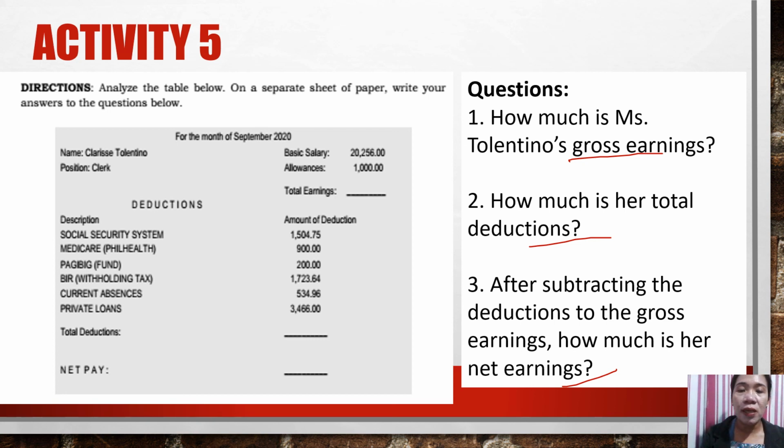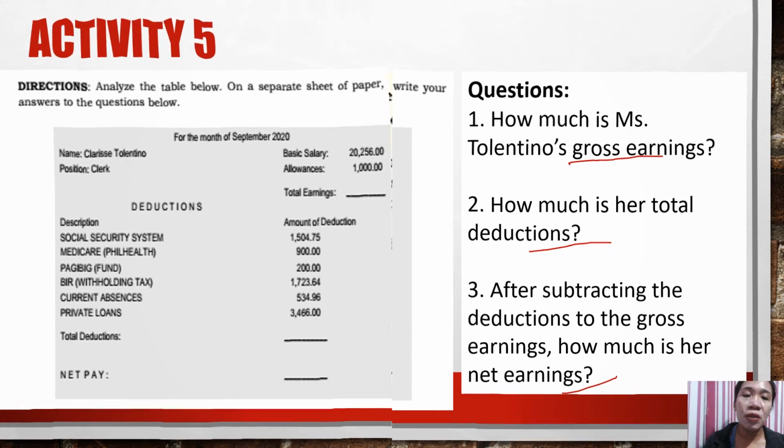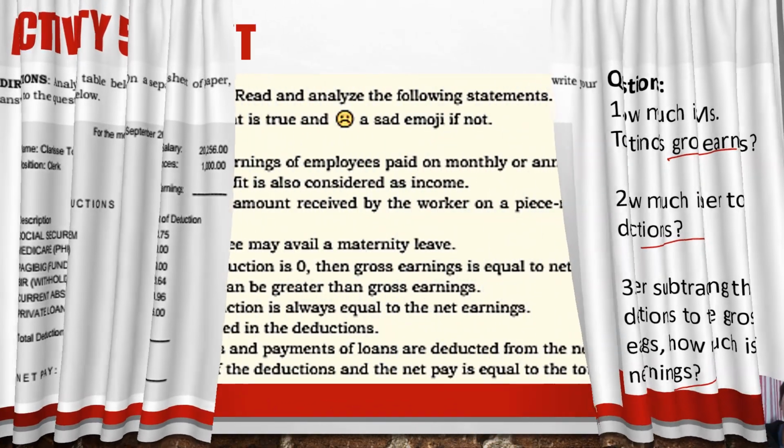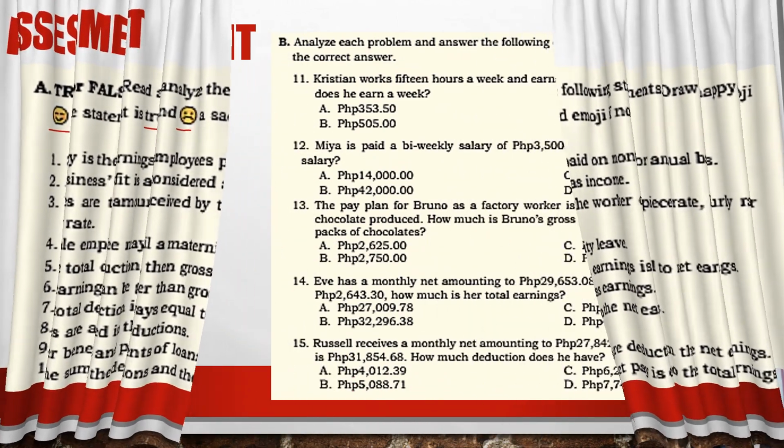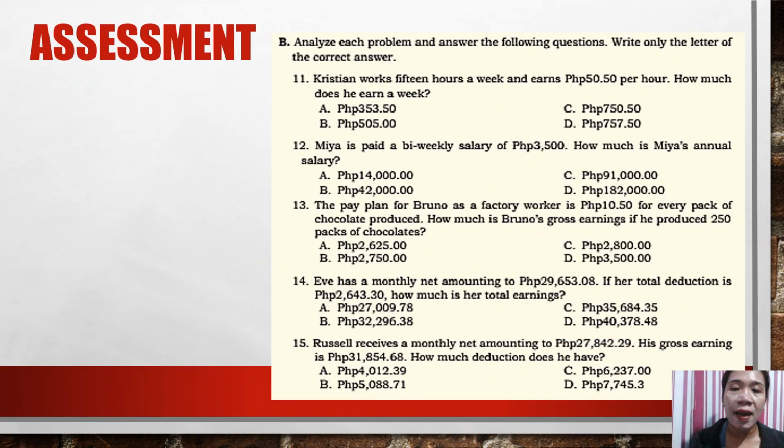Then, let's move on to assessment. In the assessment, you are going to read and analyze the following statements. Draw a happy emoji, a smiling emoji, if the statement is true, and draw a sad emoji if it is not. 10 items only. Then, 11 to 15, this is multiple choice. Read each problem and answer the following questions. Write only the letter of the correct answer.